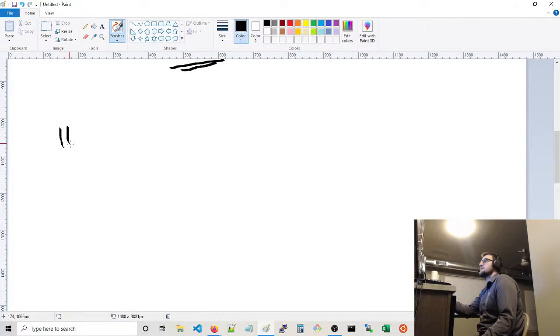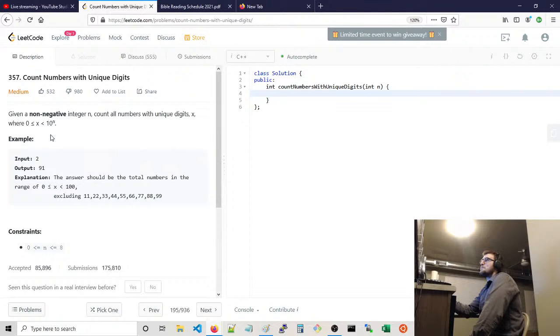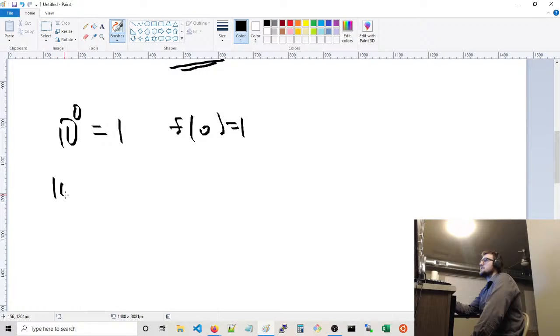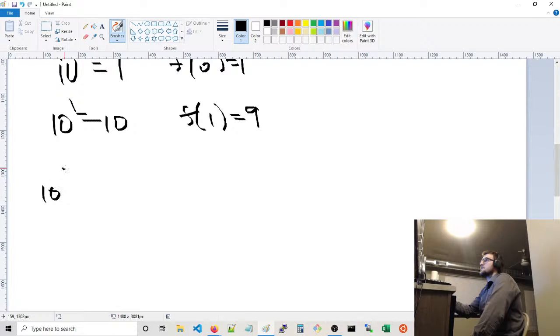So 10 to the 0 is 1, it's one number. So we'll say f of 0 is 1. We'll call it f. Okay, f of 1: 10 to the first is 10. So 0 through 9 is all unique. There's 10 of those. 10 squared is 100.